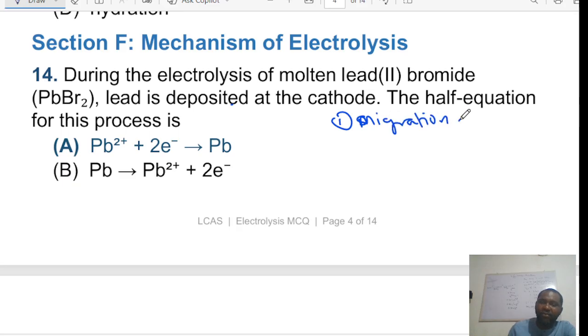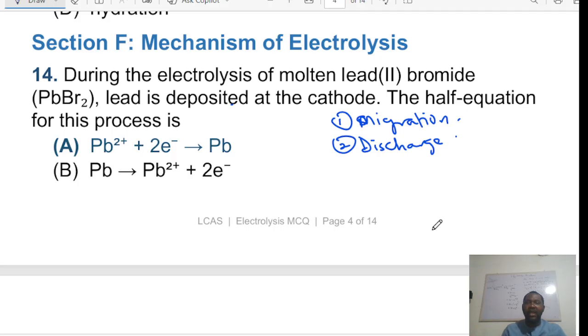I think I've dealt with migration. Cations always move to the cathode and anions always move to the anode. Then after migration, the next thing that happens is what we call discharge. An ion is discharged when it loses or gains electrons. These are exam questions, so please take them seriously. When a cation moves to the cathode, it is discharged. When an anion moves to the anode, it is discharged. To be discharged simply means to either lose or gain electrons.